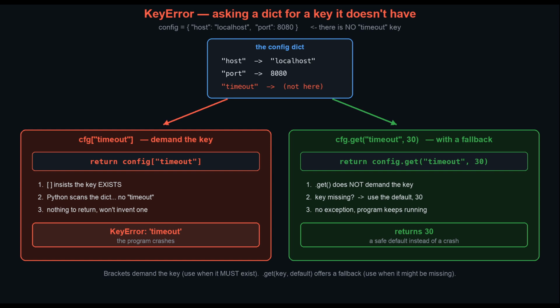We have a config dictionary with two keys, host and port. Then the code asks for config["timeout"]. Python walks into the dictionary looking for a key called timeout, checks host, checks port, and there's no timeout anywhere. Because square brackets demand the key exists, Python can't return anything and can't invent a value, so it raises KeyError: 'timeout'. Notice the fixed side: the same missing key, but .get with a default quietly hands back 30 instead of raising. Same lookup, two behaviors, one crashes, one has a safety net. The difference is the whole episode.